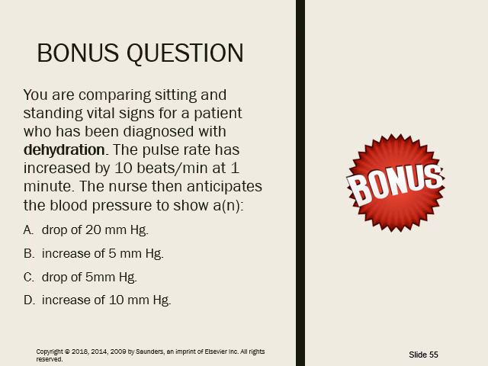We're going to end this presentation with one final bonus question. You are comparing sitting and standing vital signs for a patient who has been diagnosed with dehydration. The pulse for this patient has increased by 10 beats per minute. You would then anticipate the blood pressure to show what? Is it A, a drop of 20 mm Hg? Is it an increase of 5 mm Hg? Is it a drop of 5 mm Hg? Or is it an increase of 10 mm Hg?